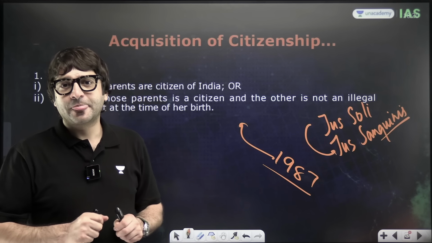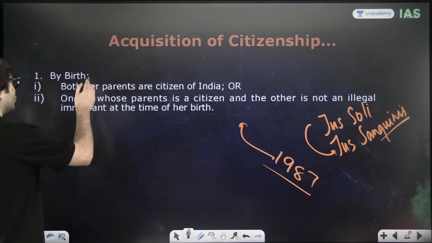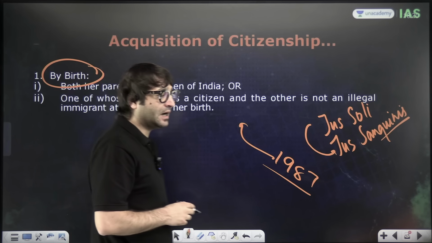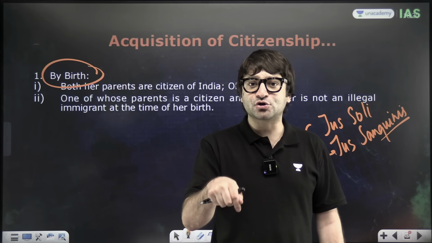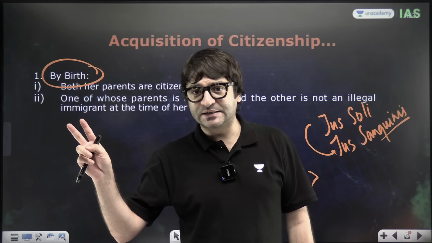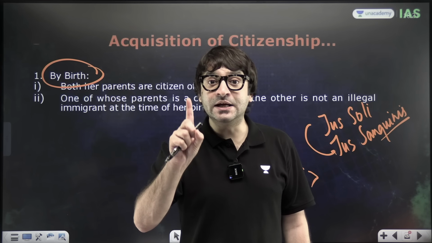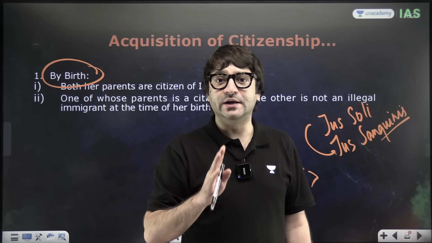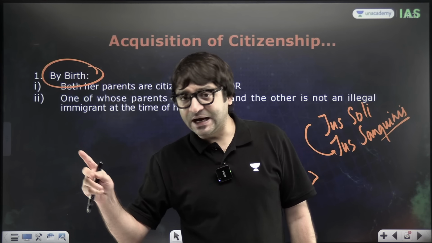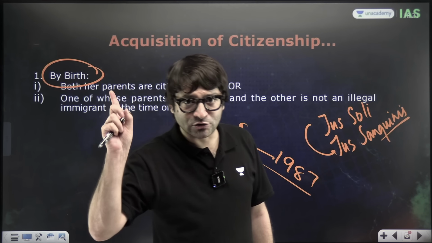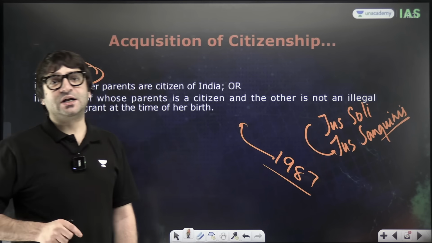Which means if one of the parents is an illegal migrant, this child born on the soil of India is not an Indian. Which means, long story short, you can become an Indian by birth. How? If you're born on the soil of India and both the parents are Indians, you are an Indian. If one of the parents is an Indian and the other is a legal migrant, a foreigner, you are an Indian. If one parent is an Indian, but the other is an illegal migrant, the child is not an Indian, even if the child is born on the soil of India.